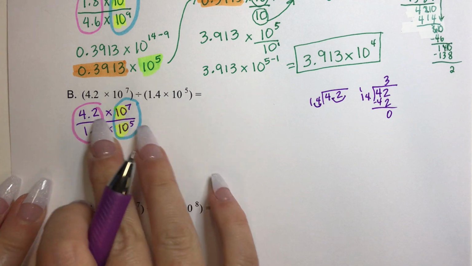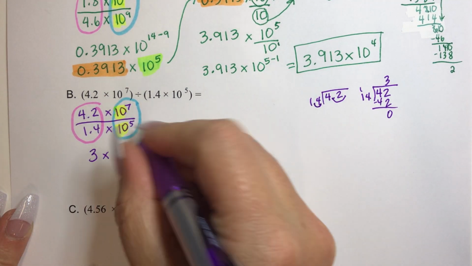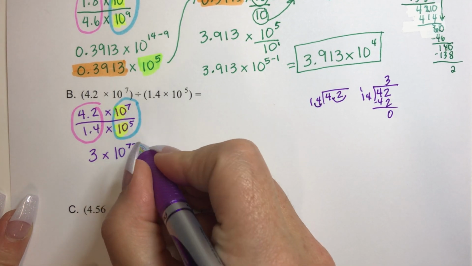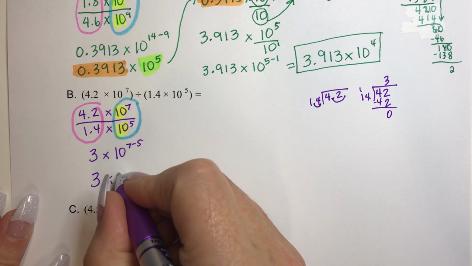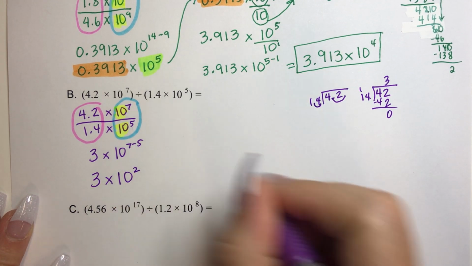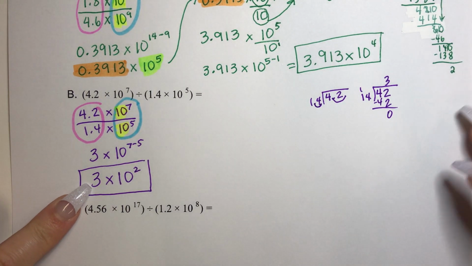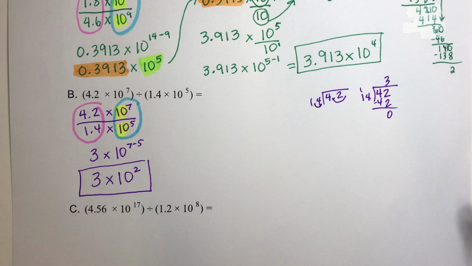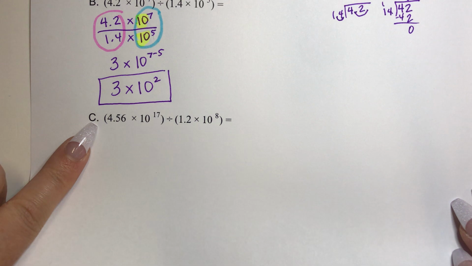Okay, so 4.2 divided by 1.4 is 3 times 10 to the, and we do the quotient rule, 7 minus 5, ends up being 3 times 10 squared. And that is our answer. This number is between 1 and 10, which is perfect. And yeah, scientific notation. So how about you try C?